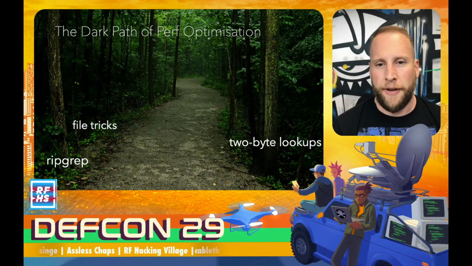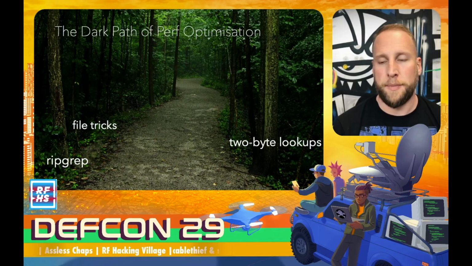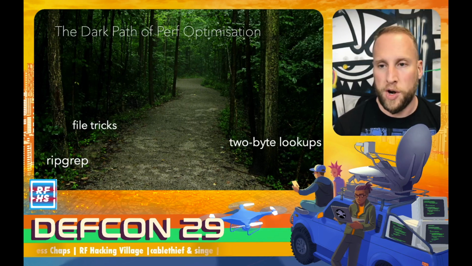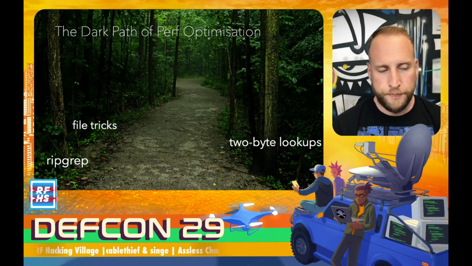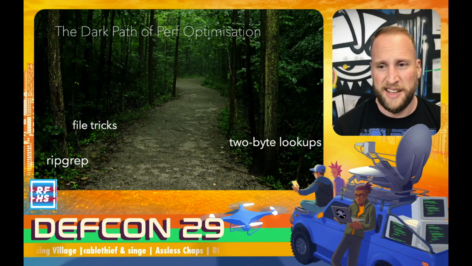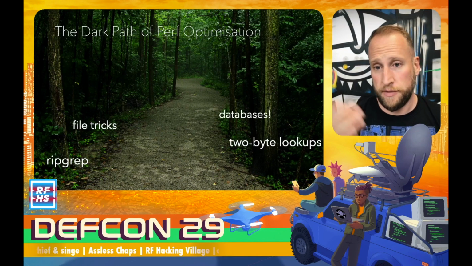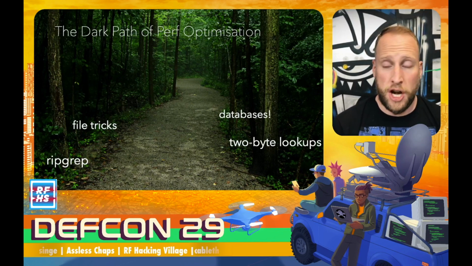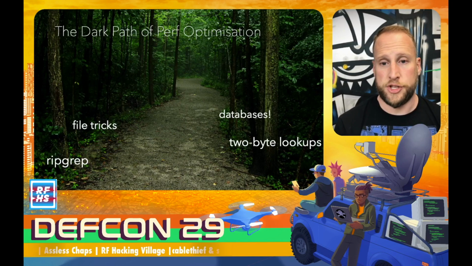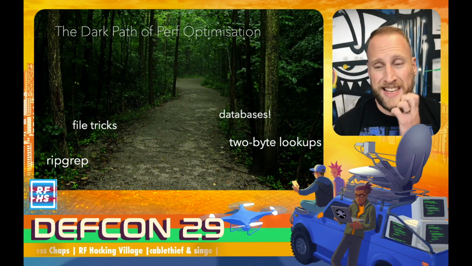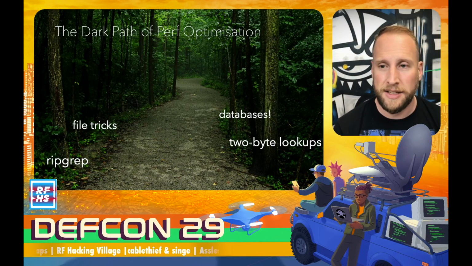Then I started looking at file tricks. How could I make ripgrep go faster by reducing the file size or improving where I'm seeking from in the file? I tried a couple of things here, but in the end, what I realized is I was just badly re-implementing what databases already do quite intelligently. So then I switched to databases. First, I tried MariaDB. It was slower than the original grep. Then I tried SQLite. It was even slower than that.